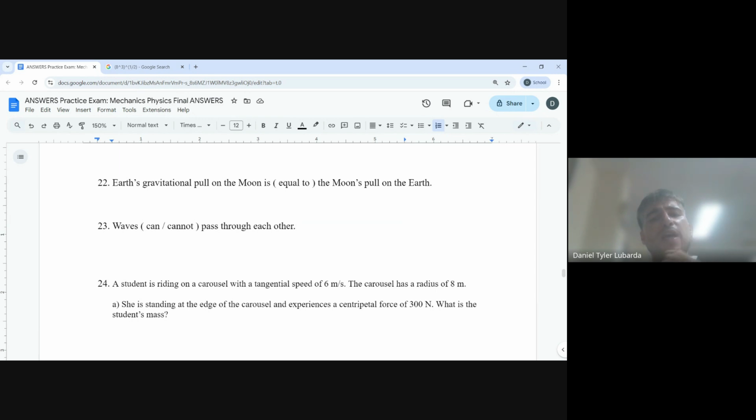Same thing with sound. If I'm talking on one side of the room and somebody else is talking at the front of the room, those waves don't collide in the middle of the room and stop. They can just pass through each other. So someone over there can hear me, and somebody can hear someone else speaking at the same time. So waves can pass through each other.